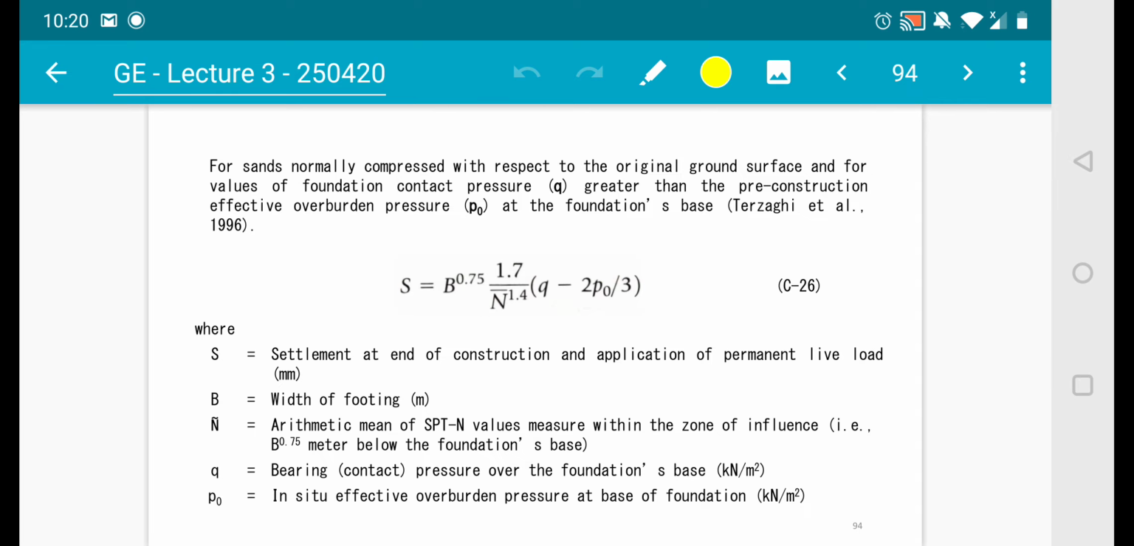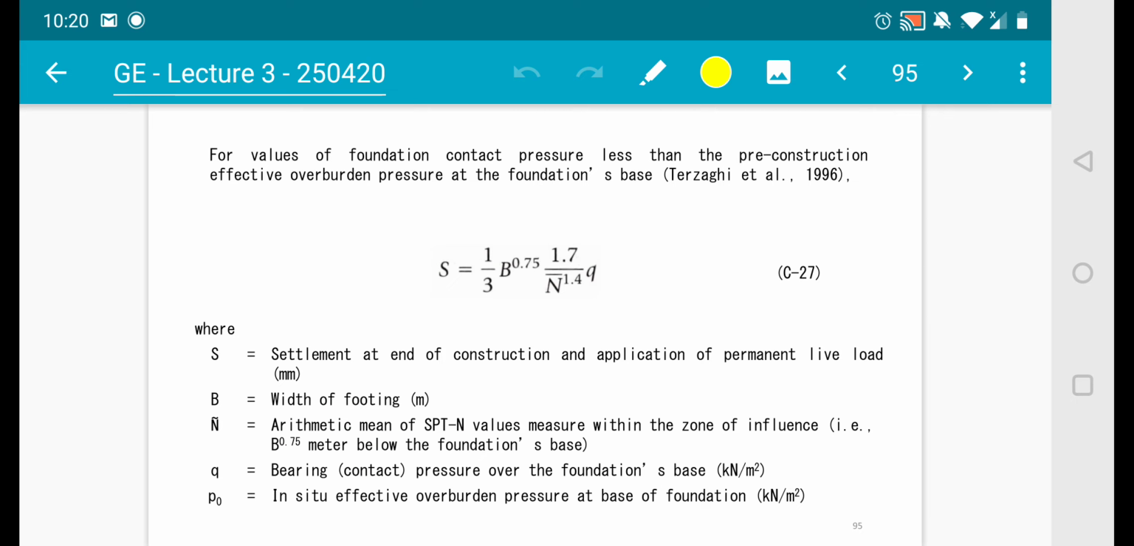Okay, and in the end, you are left with equation C26, which is to calculate settlement at the end of construction and application of permanent live load with respect to sand. Okay, and it relates to your footing properties. You have B, width of footing. You also have some relation with the SPT values, which is in terms of N. Q, bearing pressure, and also back to the soil properties, which is effective overburden pressure.